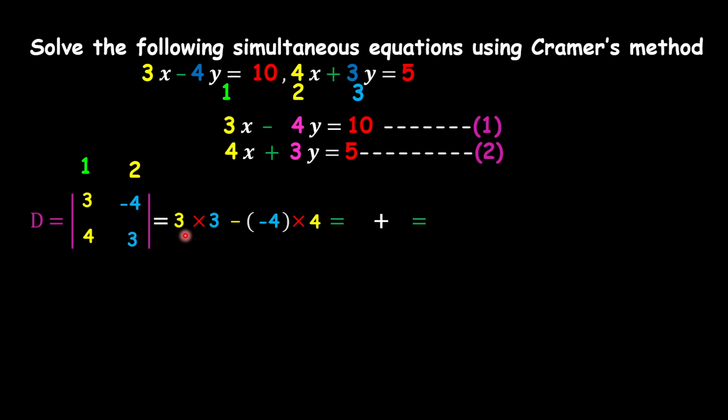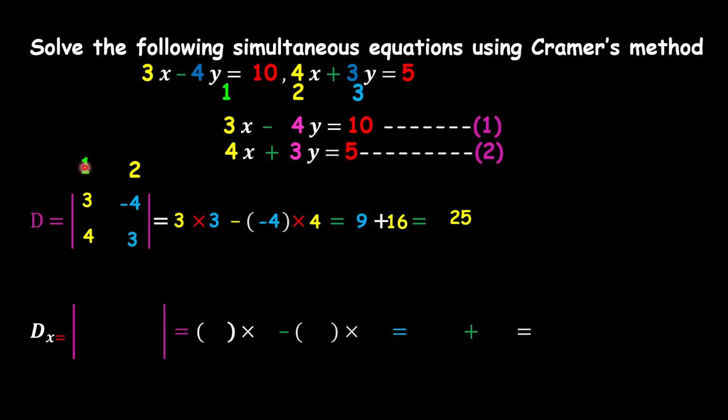Now simplify these. 3 3s are 9 and we know that the multiplication of same sign always positive. Therefore minus into minus becomes as plus. 4 4s are 16. 16 plus 9 is nothing but how much? 25. Now determinant dx means replace the coefficient of x by constant.